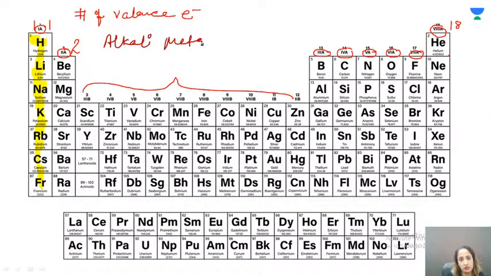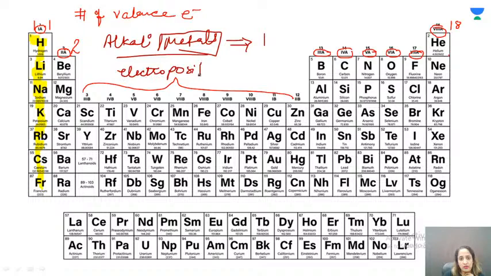Okay, so the elements present are called alkali metals. So why are these called metals? We will talk more about this in detail in upcoming slides, but metals are the ones which are electropositive in nature. More electropositive in nature means easily.